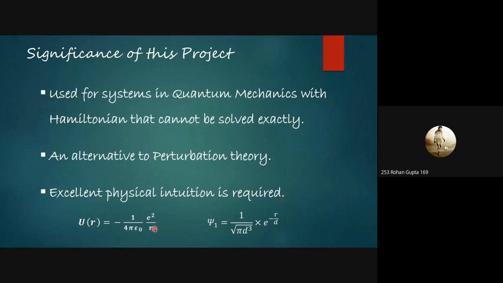So the probability of finding the electron over there should also be minimum. And when we get closer to the nucleus, the probability of finding the electron should increase, because it's an attractive force between the nucleus and the electron. So the probability of finding the electron decreases as we go away from the nucleus.